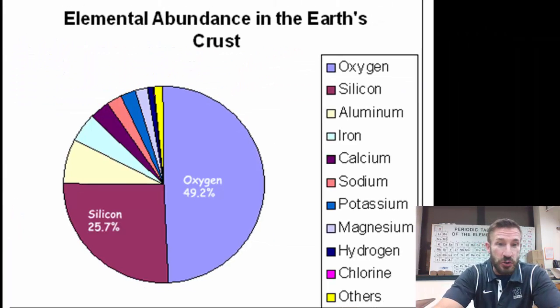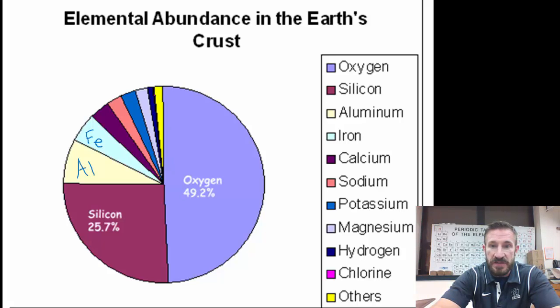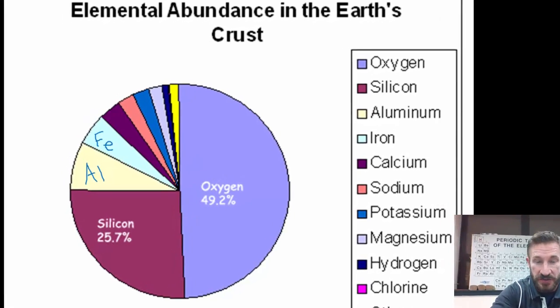Here's some nice visuals I found. This is one showing the abundance of elements in the Earth's crust. You see oxygen at the number one spot, silicon at number 2. Here we have aluminum at the number 3 spot. And then here we have iron at the number 4 spot. Iron is actually in a lot of rocks and different minerals. Then after that we have calcium, sodium, potassium, magnesium, hydrogen, chlorine, and then all the others. That's the Earth's crust.